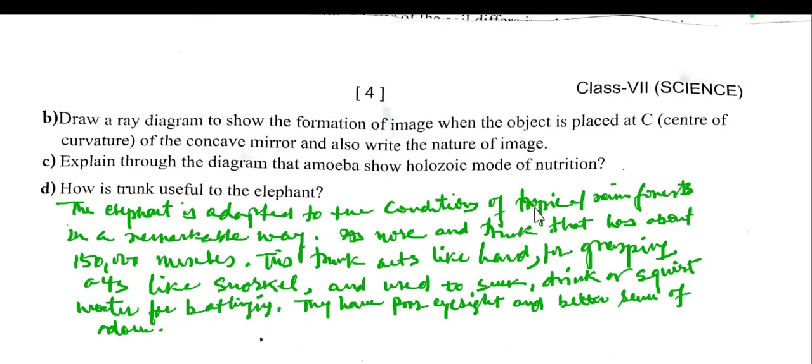The elephant is adapted to the conditions of tropical rainforest in a remarkable way. Its nose and trunk have about 1,50,000 muscles. The trunk acts like a hand for grasping, acts like a snorkel, and is used to suck, drink or squirt water for bathing. Squirt means spraying water over oneself. They have poor eyesight and a better sense of smell. You can add this information, but it's not necessary. You can write up to this and you'll get 3 marks. That's all. If you have written it this way, you are going to score 100 marks. Thank you.